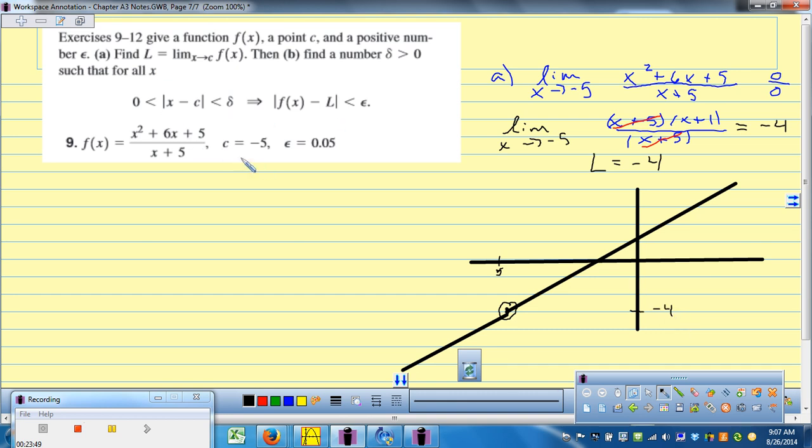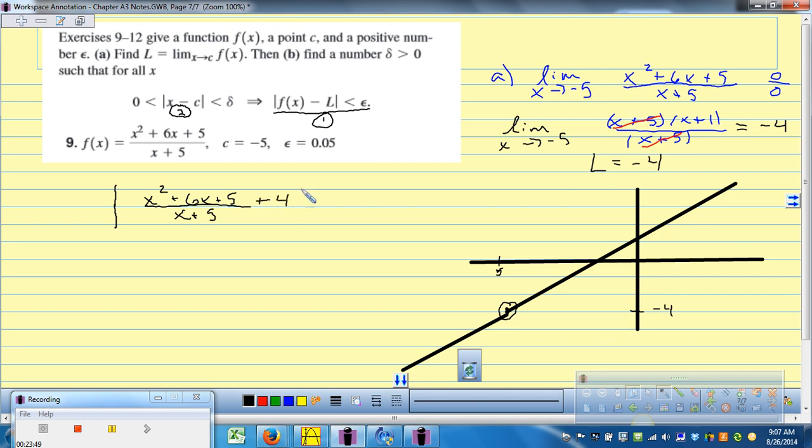Now we want to do exactly what we did in the last problem, which is to work with this portion first to get our boundaries for x, and then to plug them in here to evaluate our delta. All right, so absolute value of, now, I'll write it out. We have x squared plus 6x plus 5 over x plus 5, and then minus what? Minus L. What's our L? Negative 4, so we get plus 4. All right.